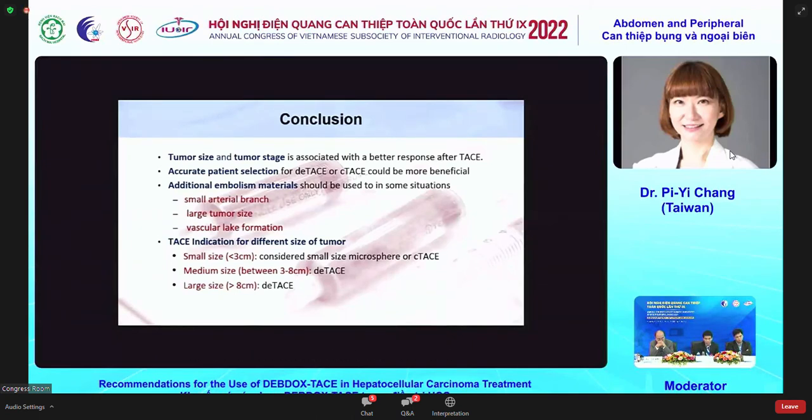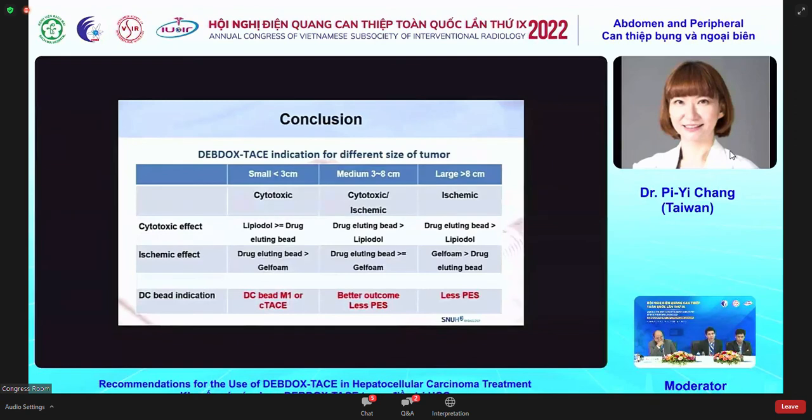For small size, that is smaller than 3 centimeters, consider using small size microspheres or C-TACE. For medium size, that is between 3 to 8 centimeters, DEBDOX-TACE is the most suitable choice. For tumors that are larger than 8 centimeters, choose DEBDOX-TACE because it can decrease the side effects. So these are the conclusions of my presentation.